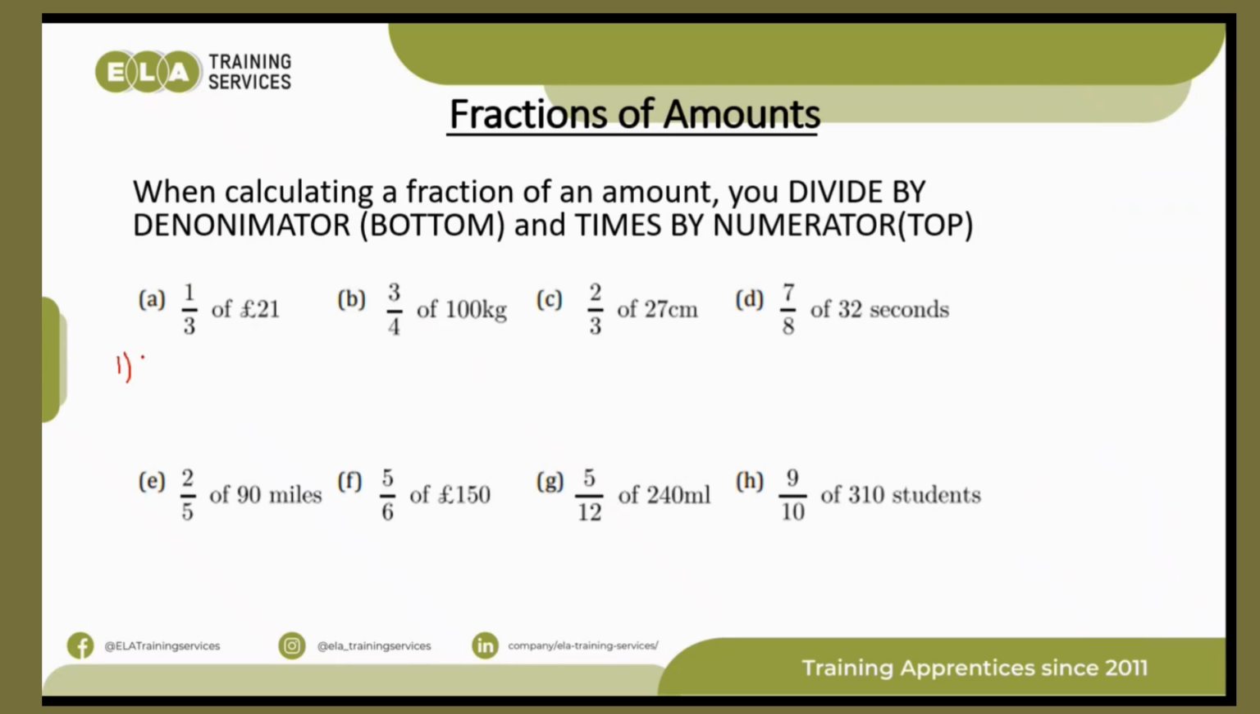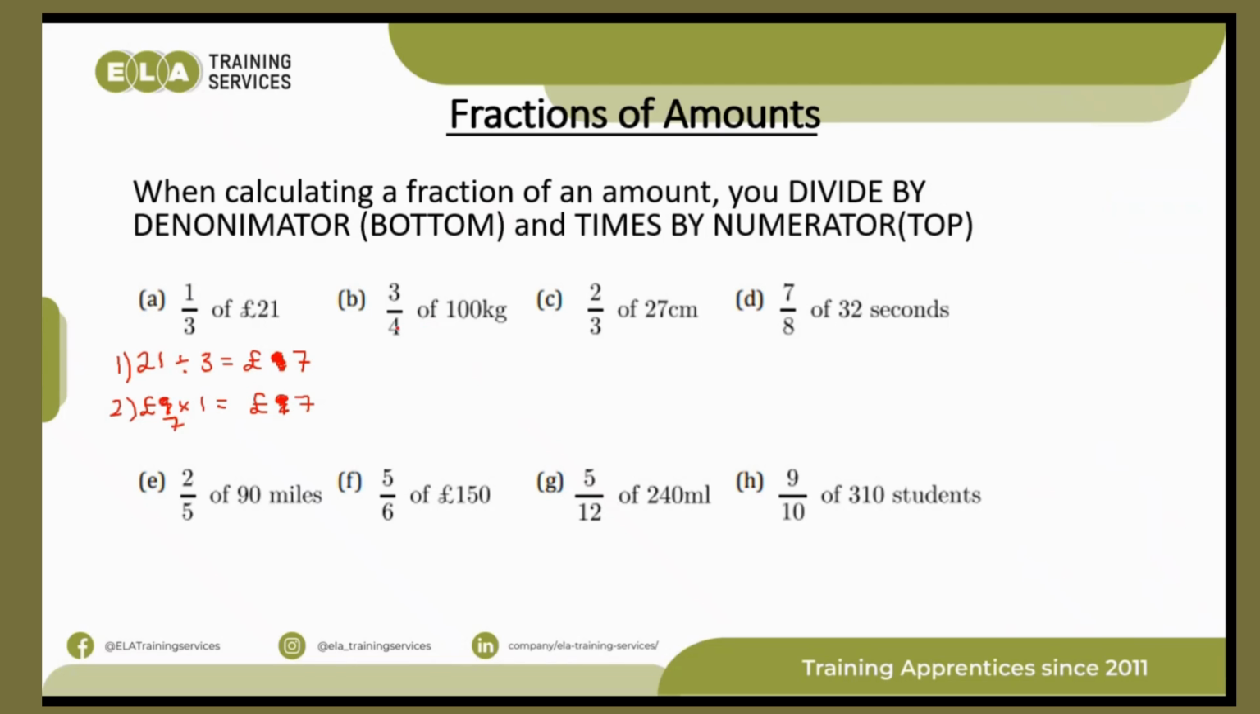So step one, we do 21 divided by the bottom, which is 3, and we are left with 9. And then we take that 9 and we times it by the top, which is 1, and we're left with £9. Sorry, it's not 9, it's 7. See, even I make mistakes. 21 divided by 3 is 7. 7 times 1 is 7.